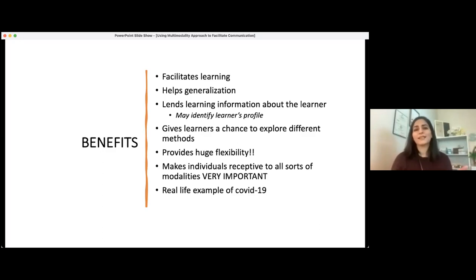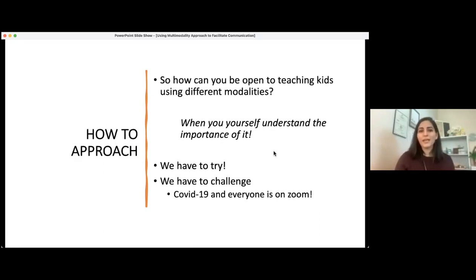So that's exactly what we're doing when we're teaching our kids different ways of learning, when we are providing them with different modalities: you never know what might spark with them. So that's an important thing, how to approach. First of all, you yourself have to understand the importance of it. If you're open to using multimodality, your kids are gonna be able to benefit from it. We have to try, we have to challenge our kids. And again, like I said, COVID-19 and everybody is on Zoom and we are able to do it. So our kids should be able to do it too.